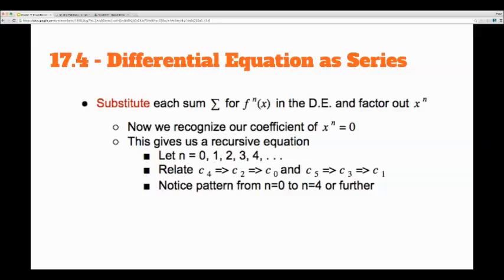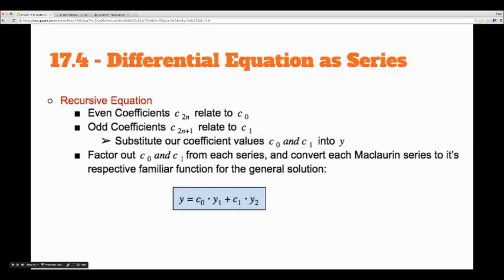And we recognize that our coefficient of x to the n is equal to 0 because x to the n cannot equal 0. This gives us a recursive equation, and we can let n equal 0, 1, 2, 3, all the consecutive numbers, however far you'd like to go, in order to convince yourself that there is a relation between the odds and the evens, even coefficients. So the odds will relate to C sub 1, and the evens will relate to C naught.